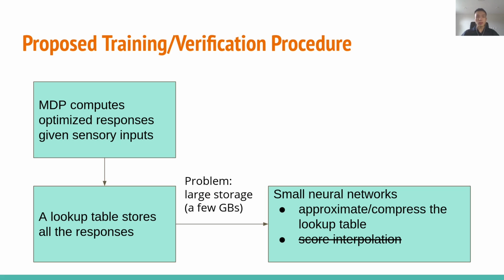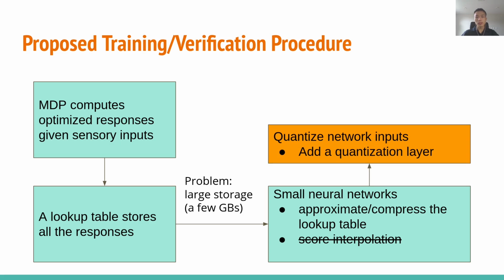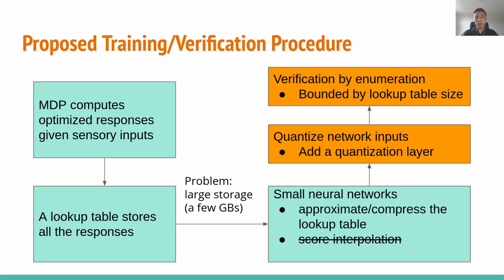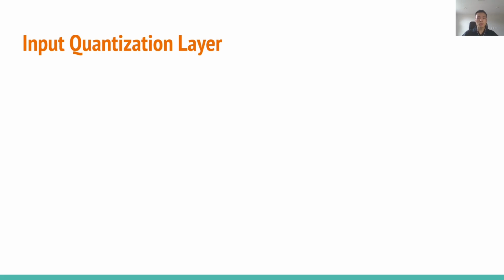So in this work, we propose to add an input quantization layer to these networks, so that we do not use the network as a score interpolator, but map all the inputs onto the grid points. This input quantization also enables efficient verification by enumeration. So here is more detail.